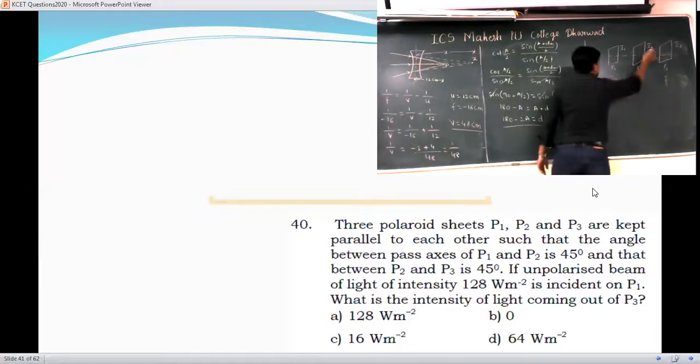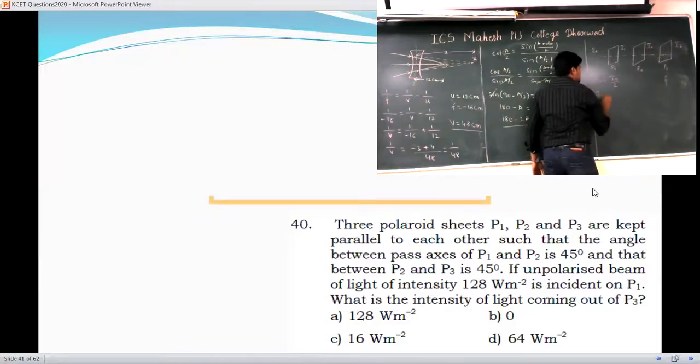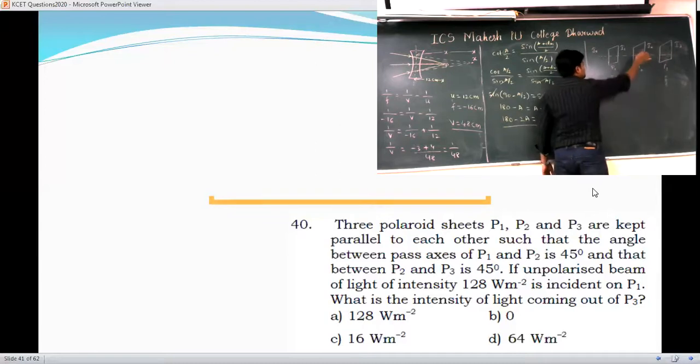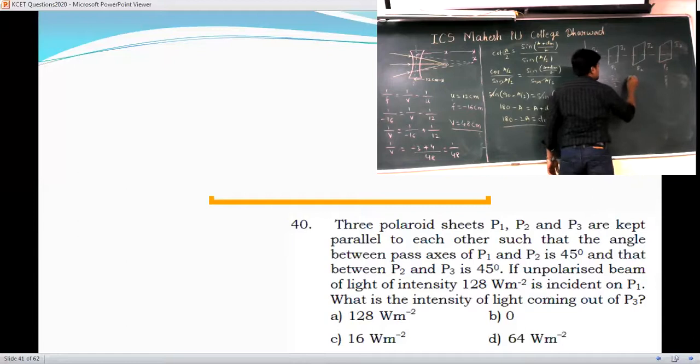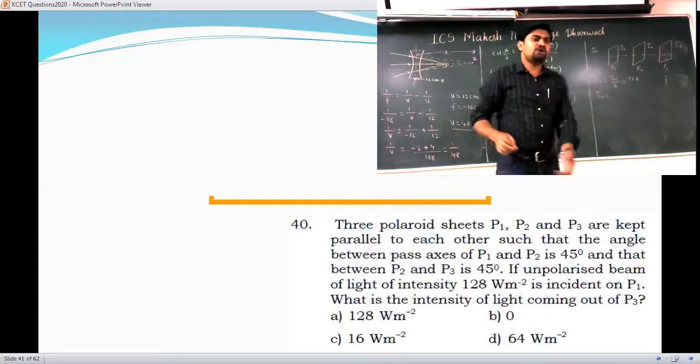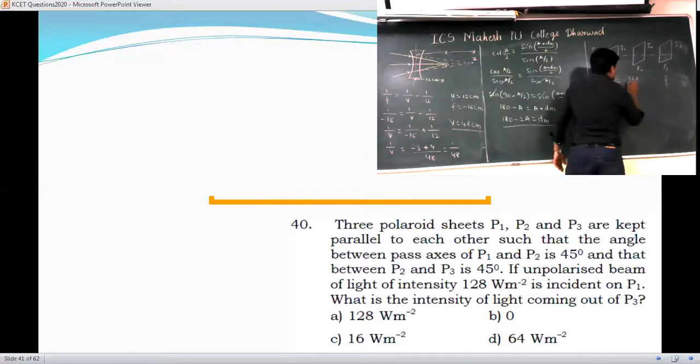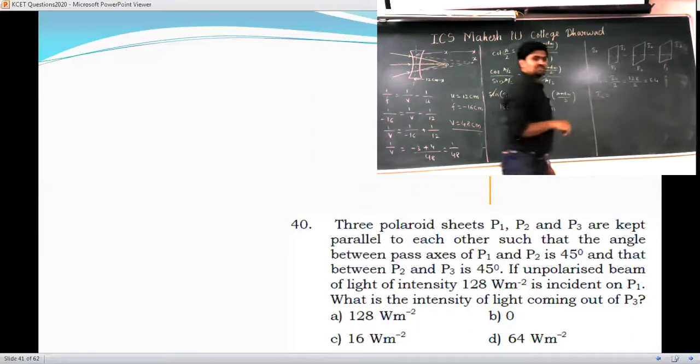Now what is I2? For this, the incident light is I1. But what is I0 they have given? It is 128 watt per meter square. 128 divided by 2, so this is 64. I1 you have got as 64.